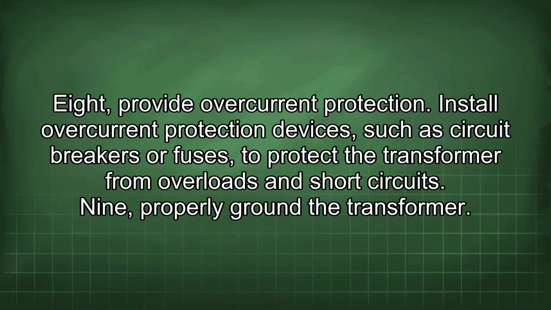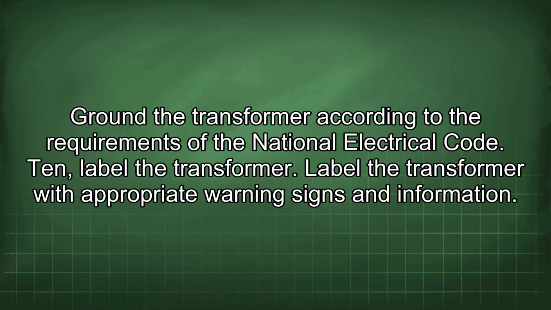8. Provide overcurrent protection. Install overcurrent protection devices such as circuit breakers or fuses to protect the transformer from overloads and short circuits. 9. Properly ground the transformer. Ground the transformer according to the requirements of the National Electrical Code. 10. Label the transformer. Label the transformer with appropriate warning signs and information.